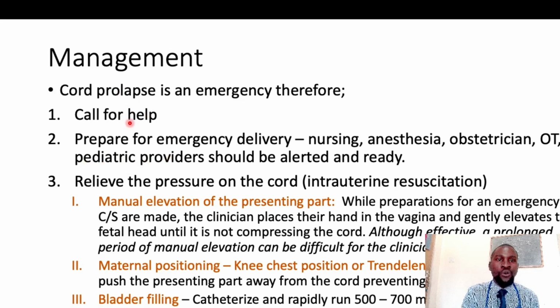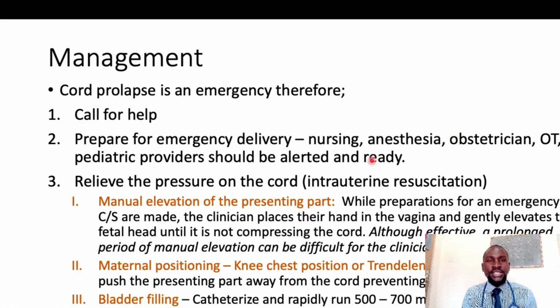That's why you need to call for help, because you can't be attending to the woman and also be the one running about to inform people. So you need a team, okay? You need a coordinated team. After this, you relieve the pressure on the cord. These things are happening simultaneously. You go for help. As you go for help, quickly you assign someone to go and inform the team, okay? The team comes, you have a team there.